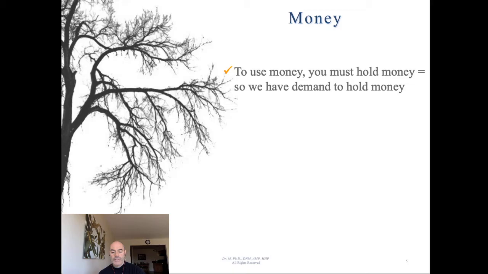What I would like to do next is to discuss demand for money along with the cost and the benefit. Essentially, to use money, one must hold money. So we have a demand to hold money. And I am being very careful here because, again, people don't demand money per se. They demand goods and services. And money is sort of a derivative that allows them to import goods and services into their everyday life.